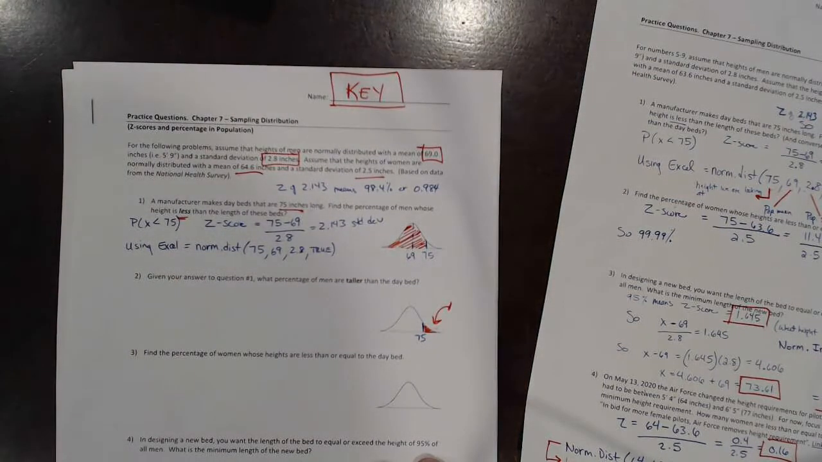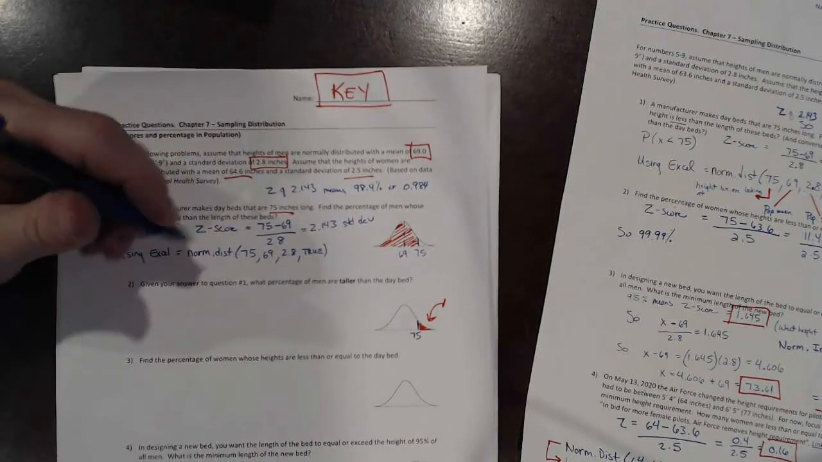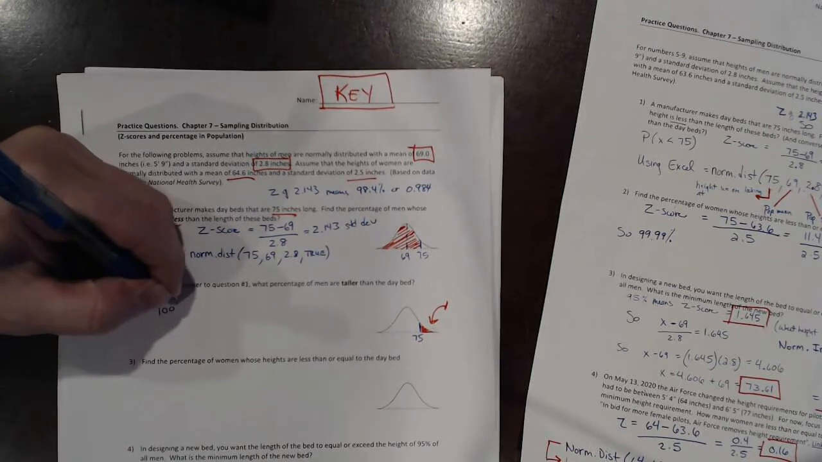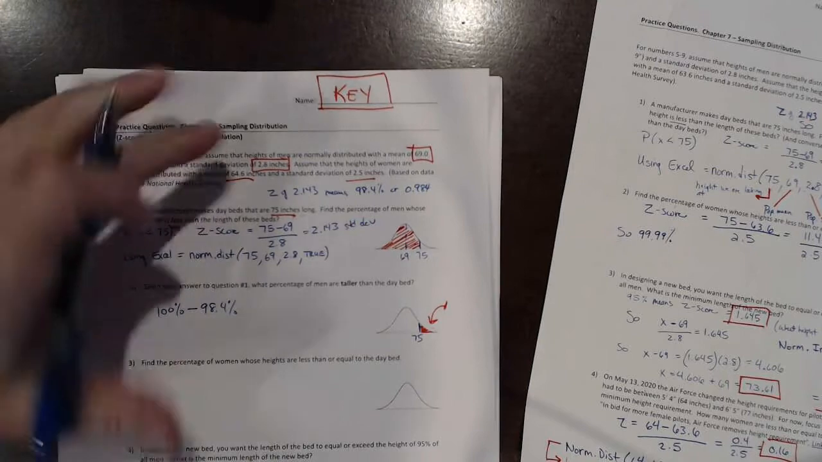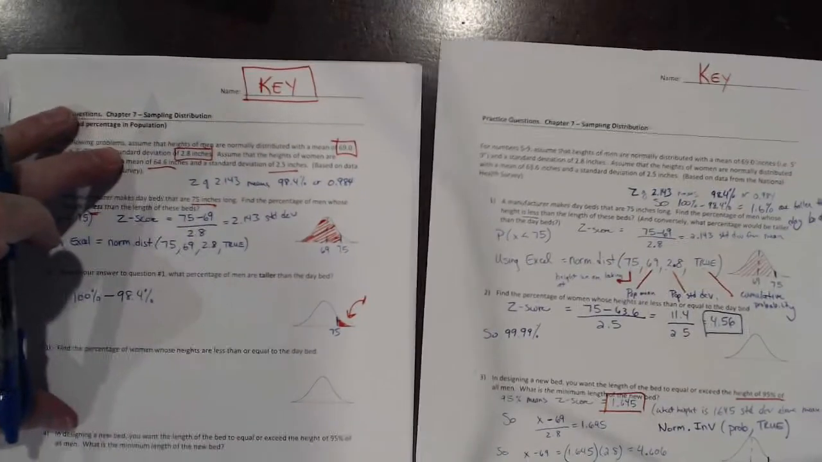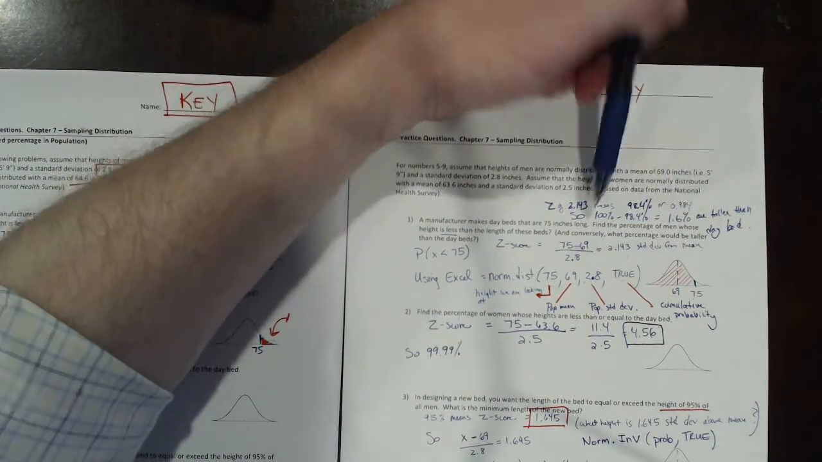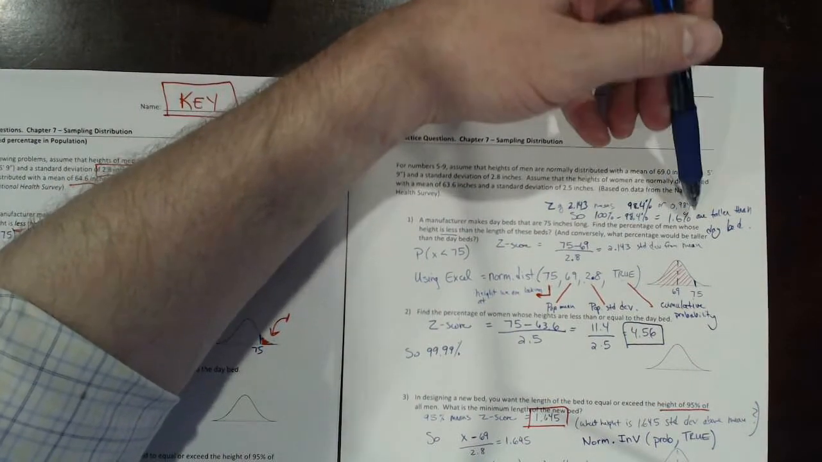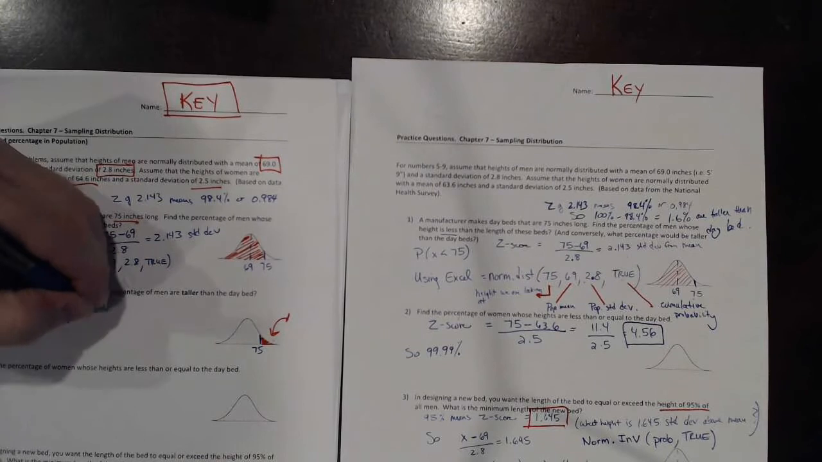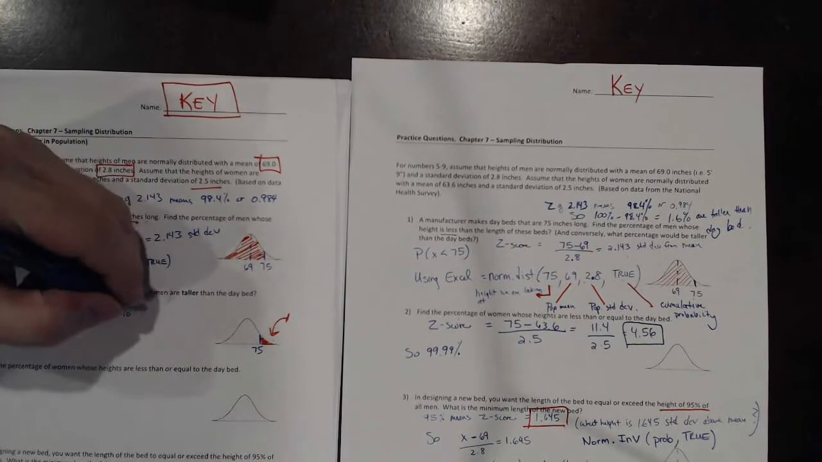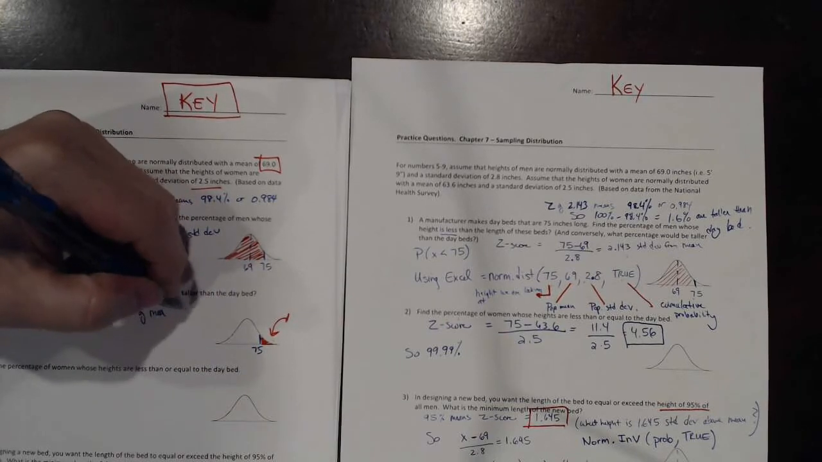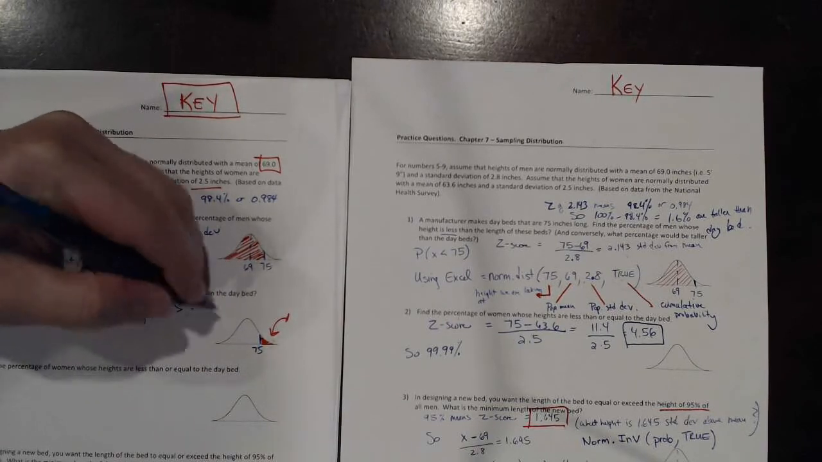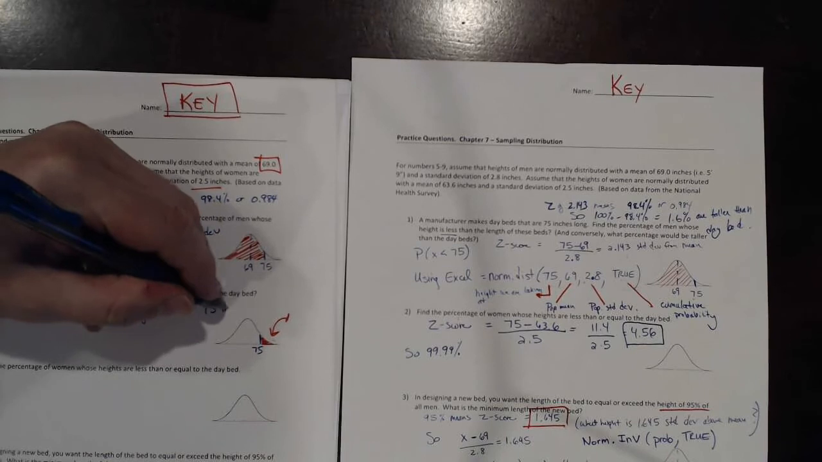And the answer, of course, is, well, it has to add up to 100%. So if I do 100% minus 98.4%, you can see it right over here because I've written it right here. If I've got 100% minus 98.4%, I've got 1.6% of men are greater than or equal to 75 inches.